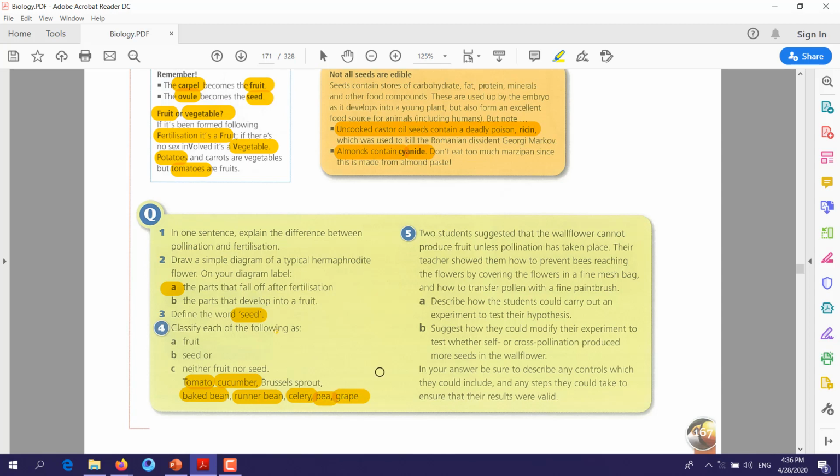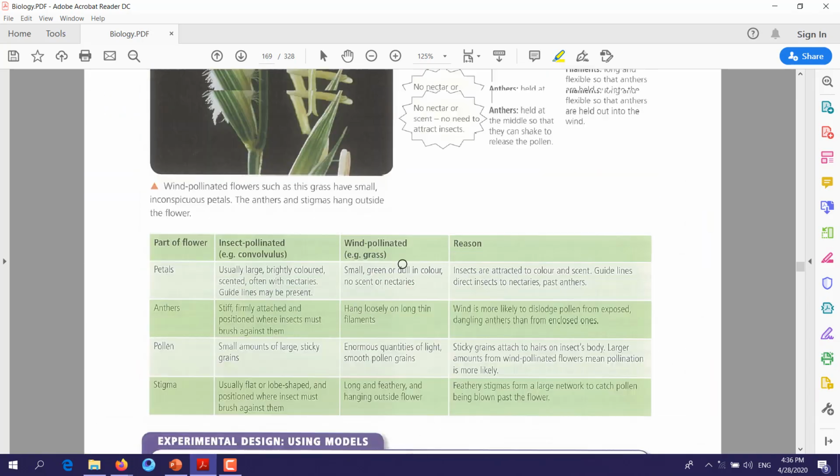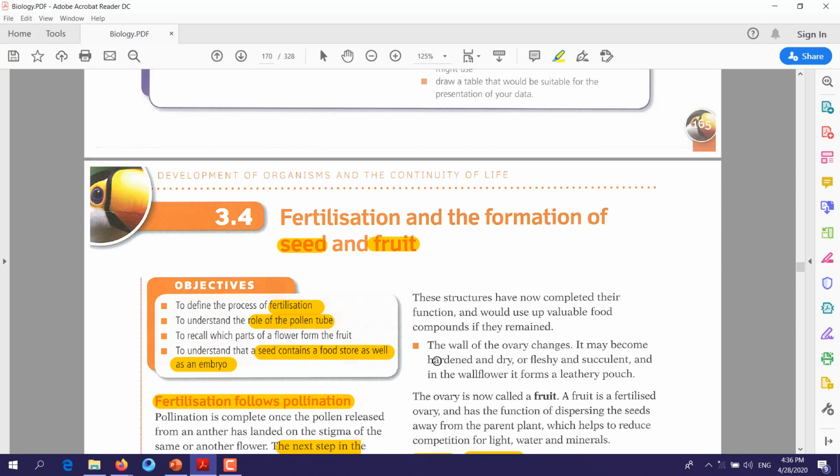So dear students, this was everything for fertilization and developing the fruit and seeds. I hope everything was clear. Please, your task for this lesson is to solve the questions in your workbook.